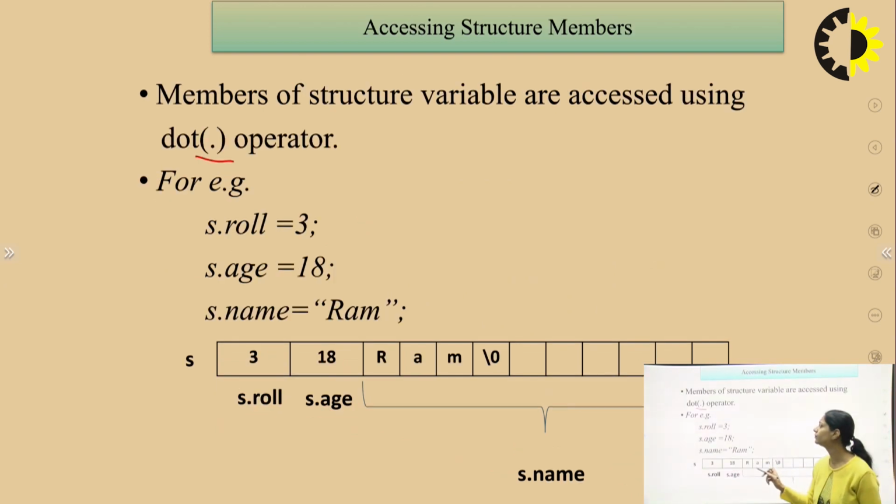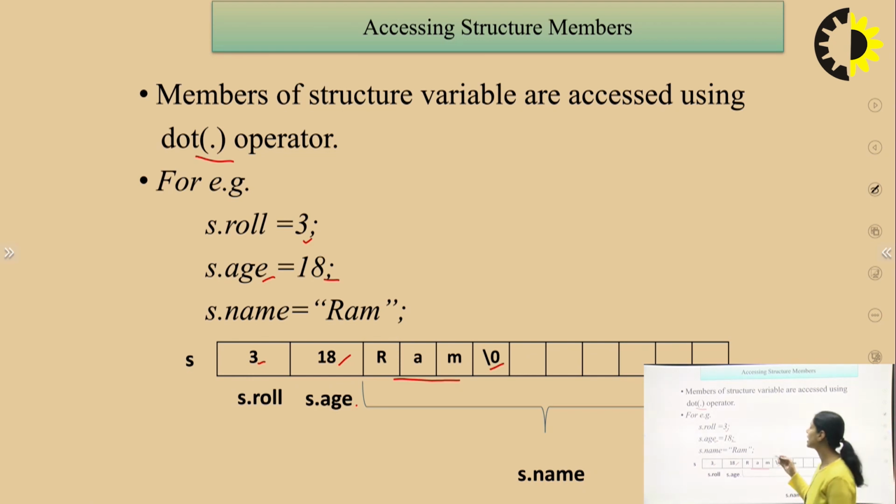For example, we have the roll number as 3. So in S.rollnumber, the value will be stored as 3. The age of the student is 18. So in S.age, the value would be 18 here. The name is Ram, that will be stored in S.name as Ram, followed by a null character. So this is how we access it.